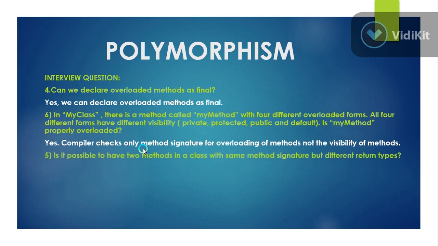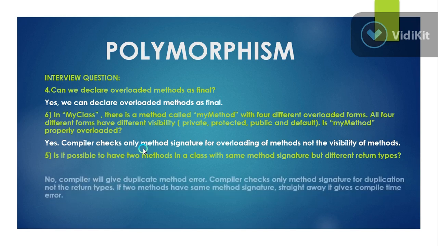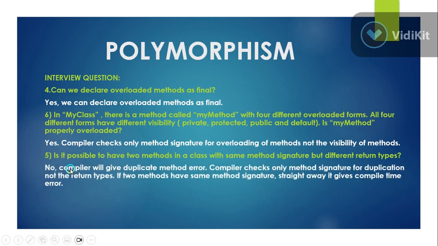Is it possible to have two methods in a class with the same method signature but different return types? No. We have already discussed this, right? The compiler will give a duplicate method error. The compiler checks only the method signature for duplication, not the return type. That is, method overloading doesn't rely on the return type. It focuses only on the method signature. If two methods have the same method signature, straightaway it gives a compile time error.